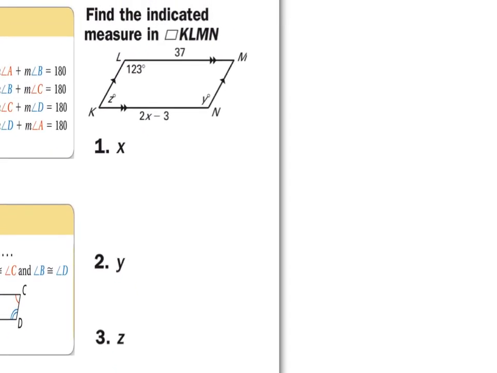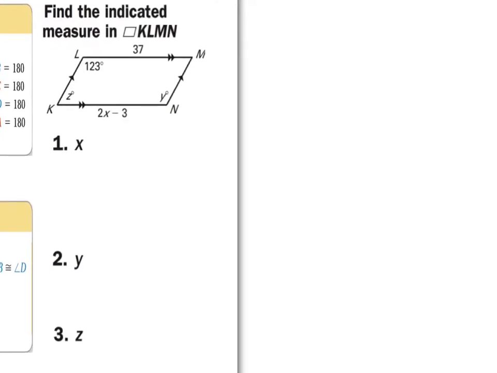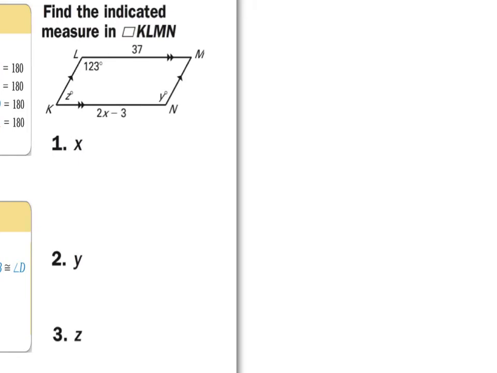Okay, it says find the indicated measure in parallelogram KLMN. So it's already decided that it's a parallelogram. Now, as you look at the picture, they've given you a pair of opposite sides. And since they're opposite sides and it's a parallelogram, you know that the opposite sides are congruent. So we know that 2x minus 3 is going to equal 37. And then I can solve this for x, because I know that the opposite sides are congruent.